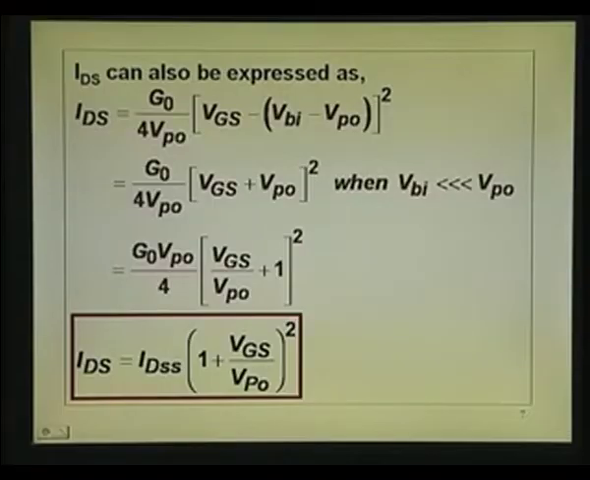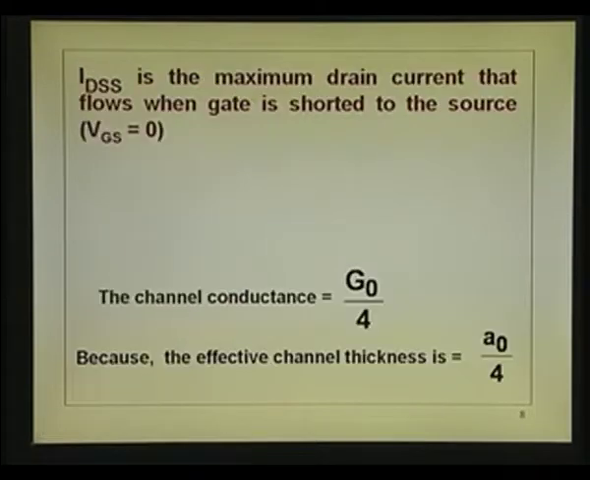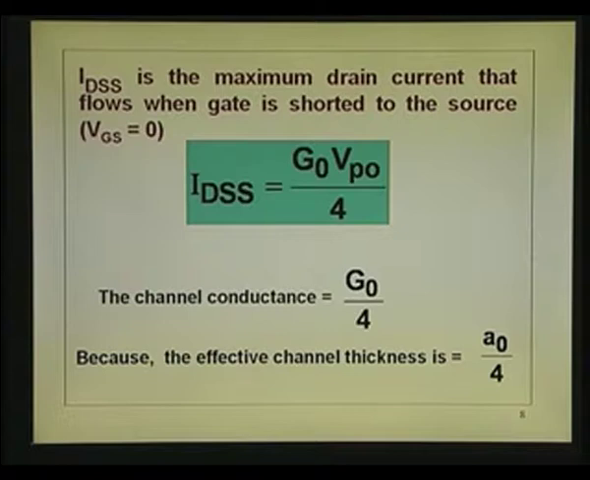So the Halkias-Millman formula is IDSS into (1 plus VGS by Vp0) square. It is the same as what we have got, except that VBI is taken as small compared to Vp0. IDSS is the maximum drain current that flows when the gate is shorted to the source, that is VGS equal to 0, as I just explained. So IDSS is G naught into Vp0 by 4, where the effective channel conductance is G naught by 4.